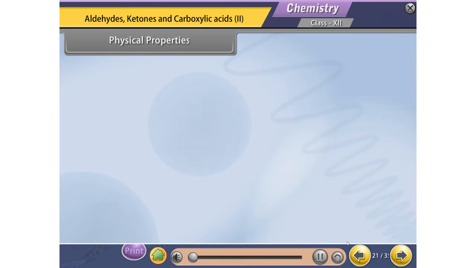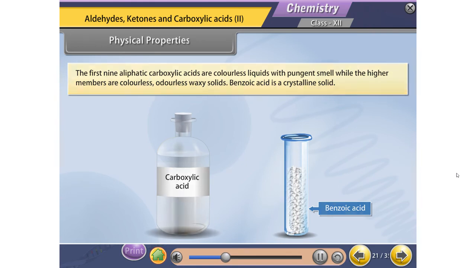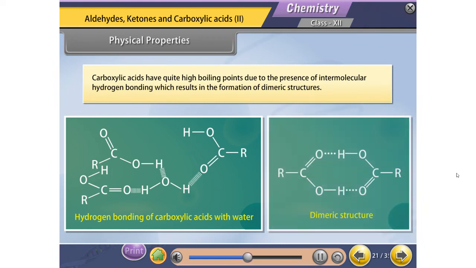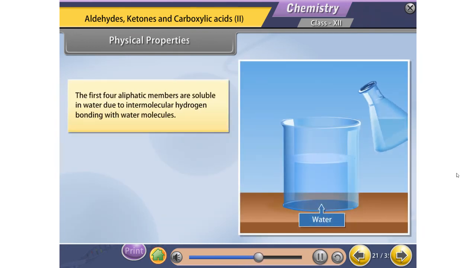Physical properties. The first 9 aliphatic carboxylic acids are colorless liquids with pungent smell, while the higher members are colorless, odorless, waxy solids. Benzoic acid is a crystalline solid. Carboxylic acids have quite high boiling points due to the presence of intermolecular hydrogen bonding, which results in the formation of dimeric structures. The first 4 aliphatic members are soluble in water due to intermolecular hydrogen bonding with water molecules.